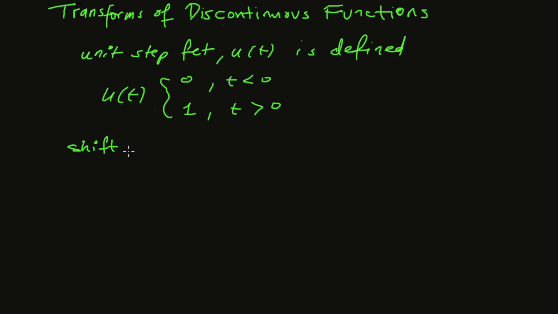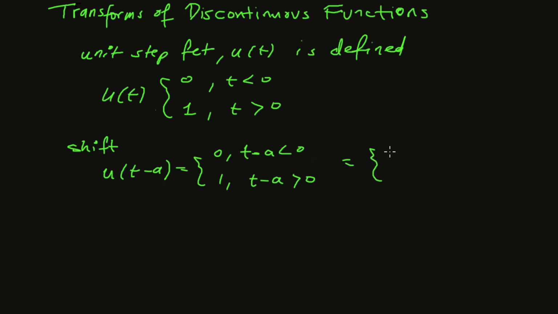So, to abbreviate a little bit, if you have u of t minus a, then if you've done this in the past, it could stay as this. However, now it's 0 when t minus a is less than 0, and 1 when t minus a is greater than 0. Or you can represent it by still 0 and 1, however here it's t less than a and t greater than a. So it has a jump at a.